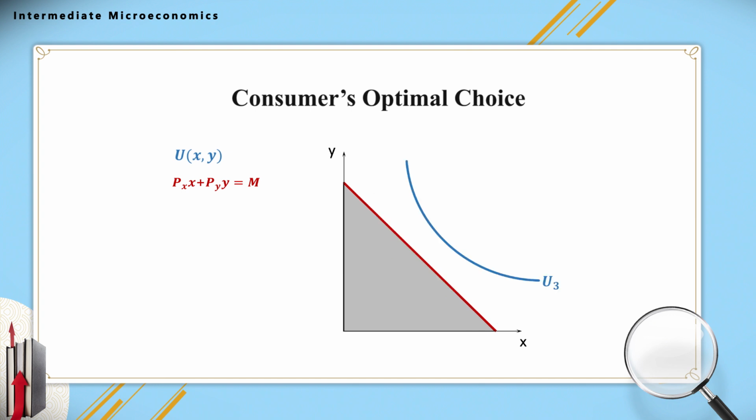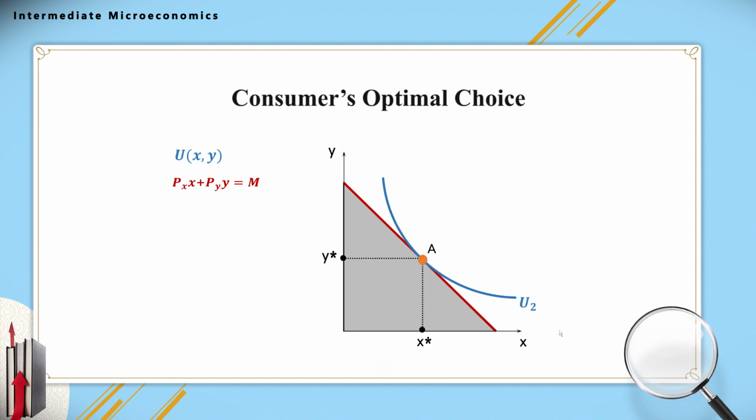Consider another indifference curve U3, which does not intersect with the budget line. It is high, but unfortunately, none of the consumption bundles on U3 are affordable. Therefore, which is the best choice for the consumer?